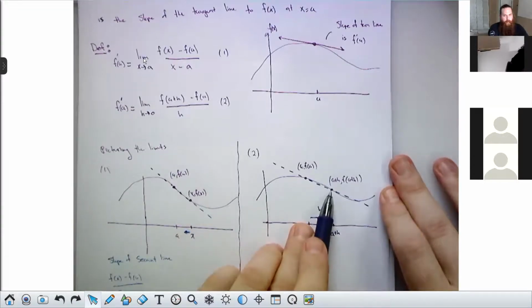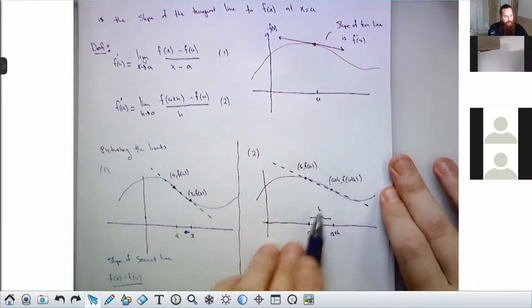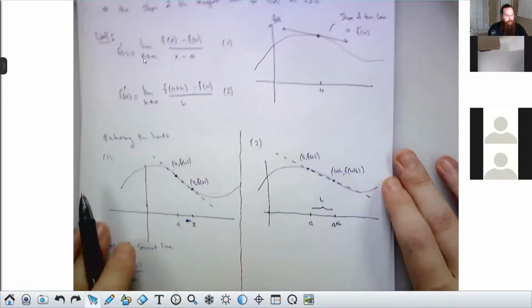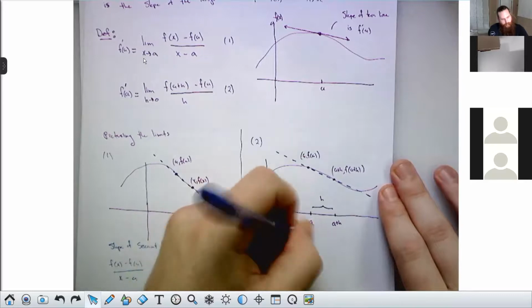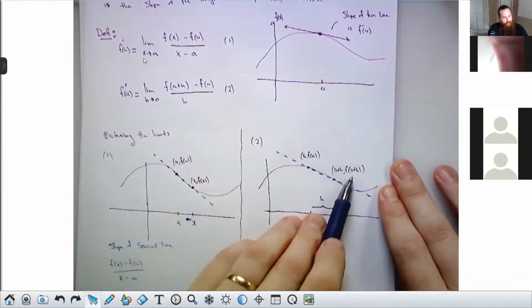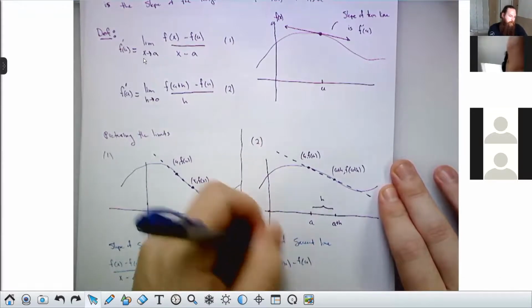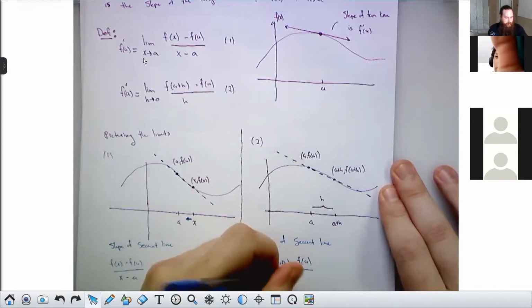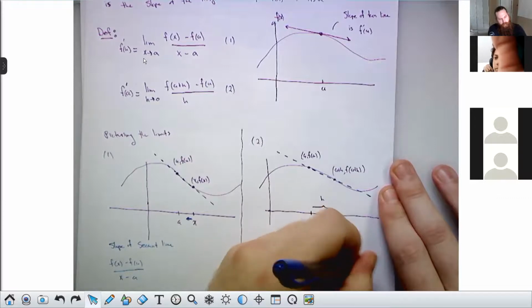if I were to drag this point closer and closer and closer to this point, then I'll end up with a tangent line, which is what I want. How do I drag this point closer to this point? Well, the distance between them is h. So the slope of the secant line here is y2 minus y1, that's f of a plus h minus f of a, over a plus h minus a, x2 minus x1. But that is f of a plus h minus f of a all over h.